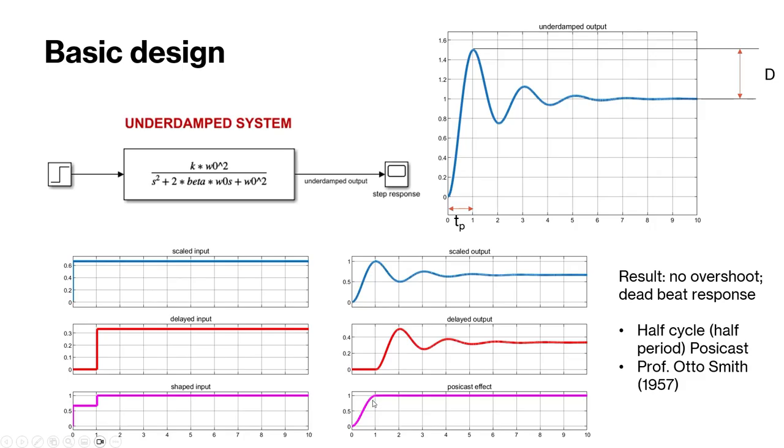We call this method also half cycle or half period Posicast, which was invented by Professor Otto Smith in 1957, and you probably know Professor Smith from the Smith predictor. So this is, in basic, the Posicast controller.